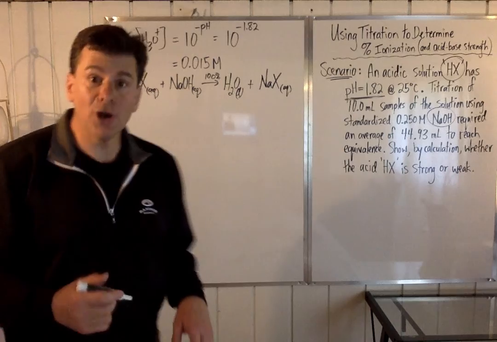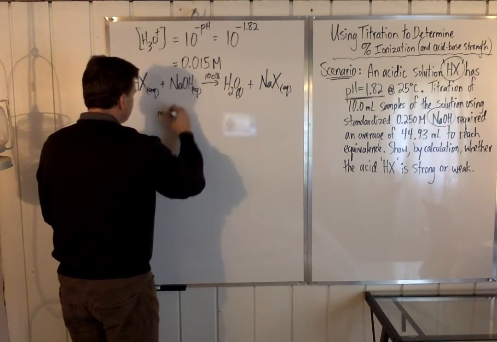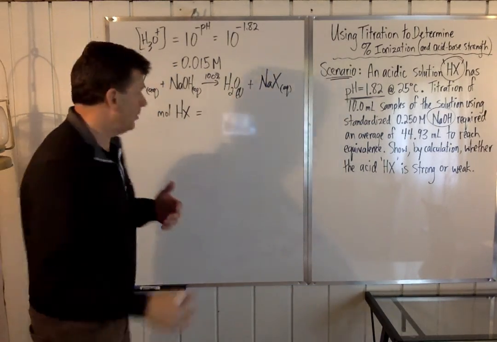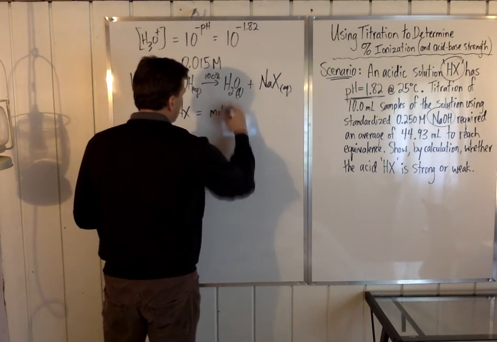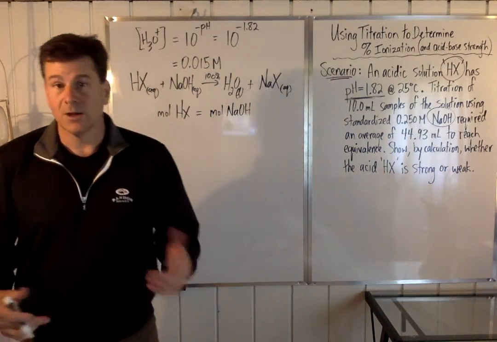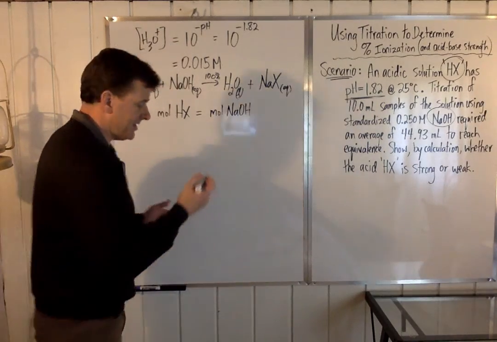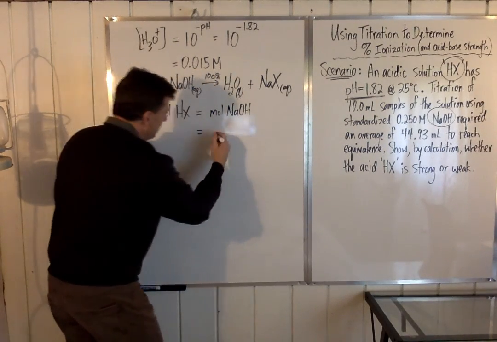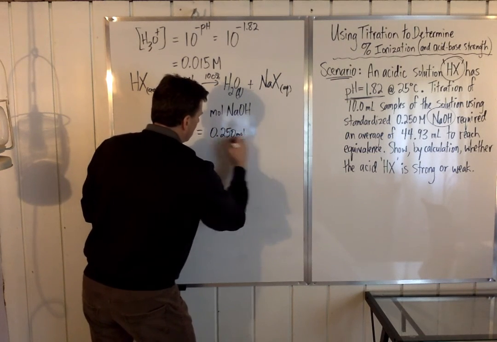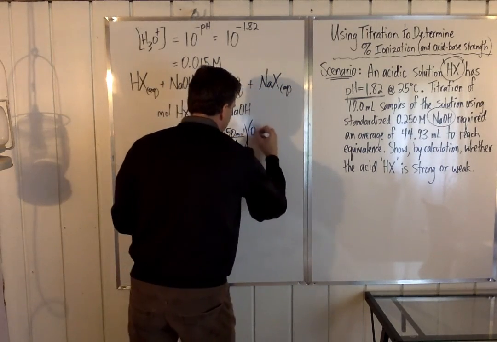Okay, so now I know that the moles of the thing that I want to know, the moles of HX, are going to equal in a 1-to-1 ratio the moles of NaOH. Then I use my volume and my concentration of NaOH to calculate the moles of the NaOH. So this value over here is going to be 0.250 moles per liter, its concentration, times the volume that was used.